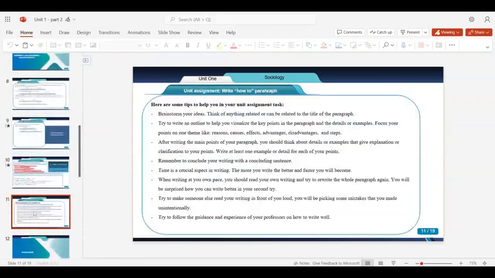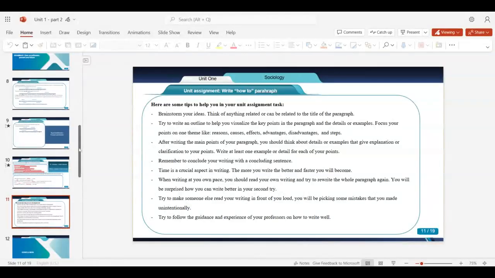So this is, you can say, the wind up of paragraph writing, and here we have a unit assignment, how to write a paragraph. I just told you all the techniques of writing a paragraph. Here we try to discuss some more. Here are some tips to help you in your unit assignment task. So you have your unit assignment.